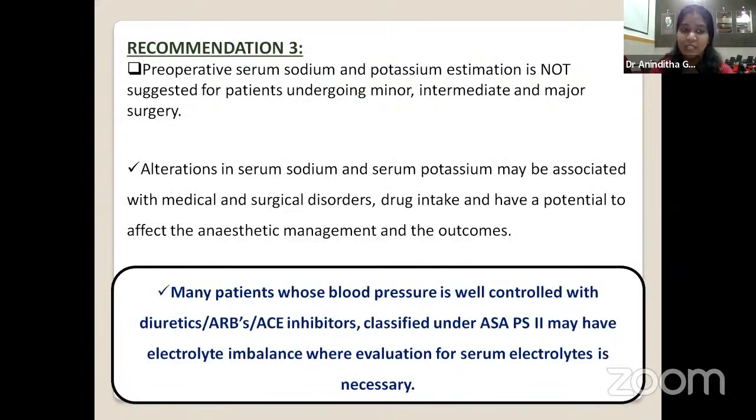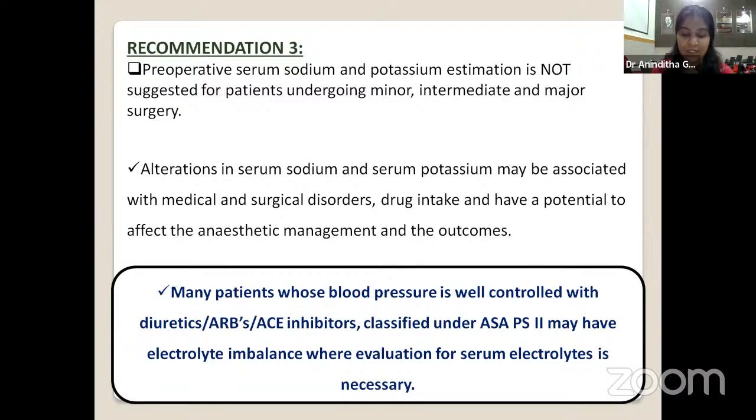So what is recommendation 3? Preoperative serum sodium and potassium estimation is not suggested for patients undergoing minor, intermediate, and major surgeries. Alteration in these electrolytes, sodium and potassium, may be associated with medical or surgical disorders and drug intake, and have a potential effect on anesthetic management and outcomes.